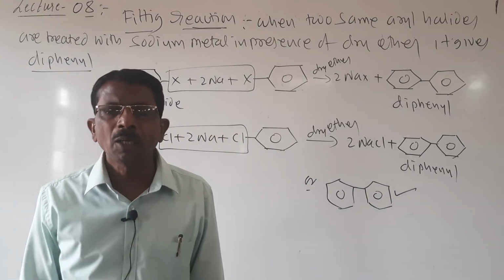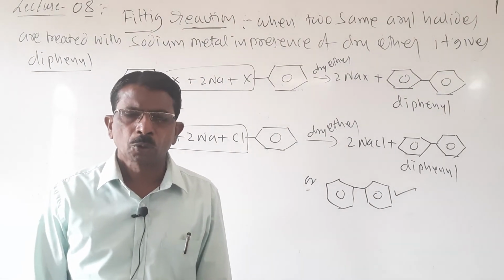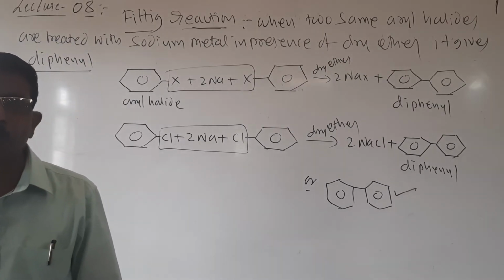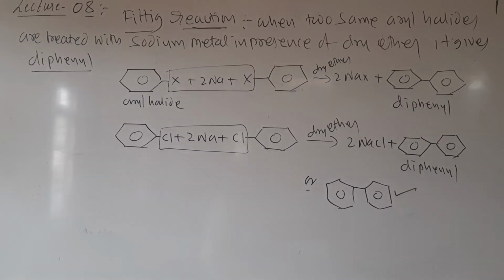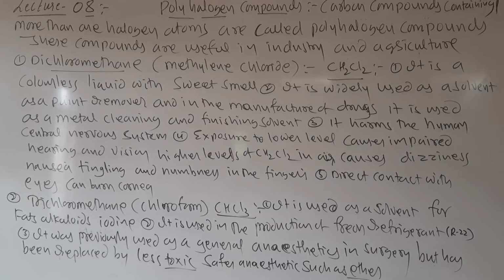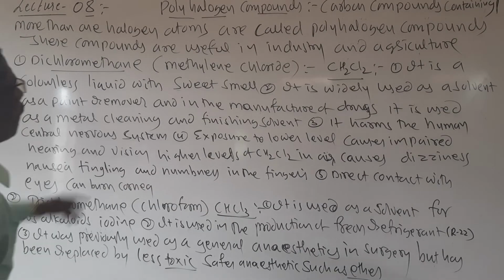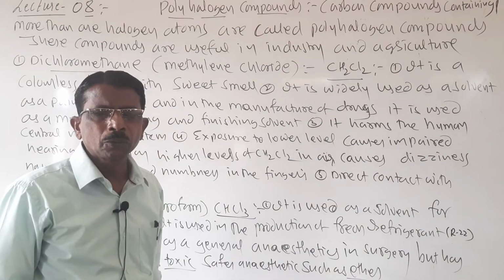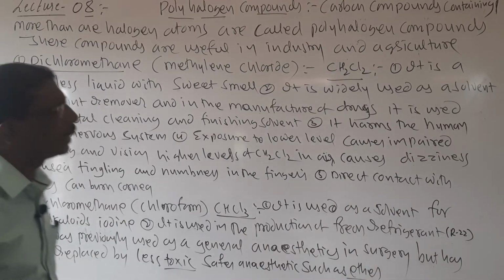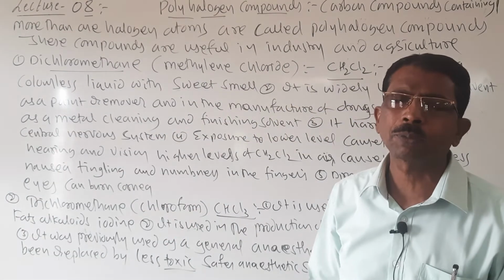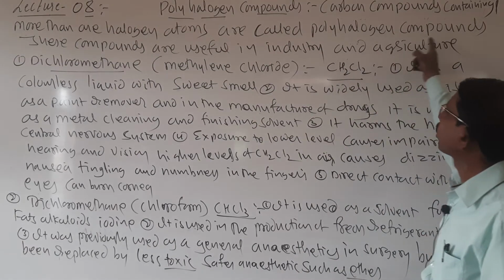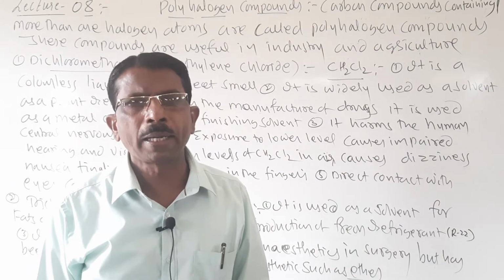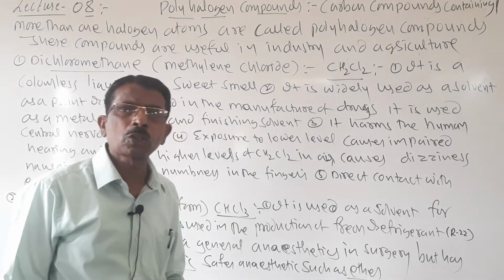Now the last one is polyhalogen compounds. So students, what are polyhalogen compounds? Let us discuss polyhalogen compounds with examples. They may ask a 1 mark or 2 marks question. The carbon compounds containing more than one halogen atom are called polyhalogen compounds, and these compounds are useful in industry as well as in agriculture, laboratories and the medical field.